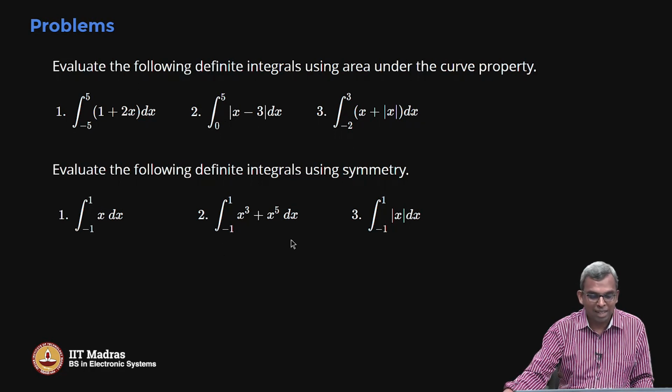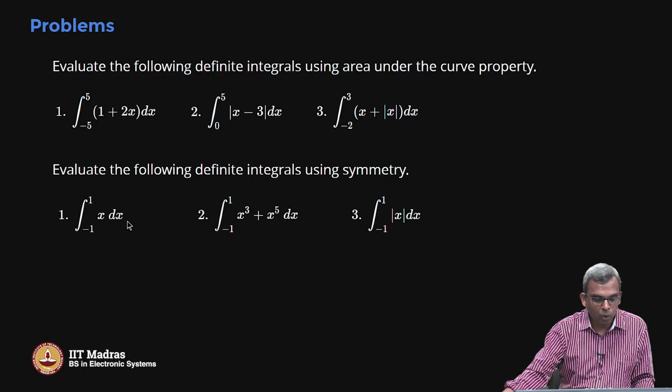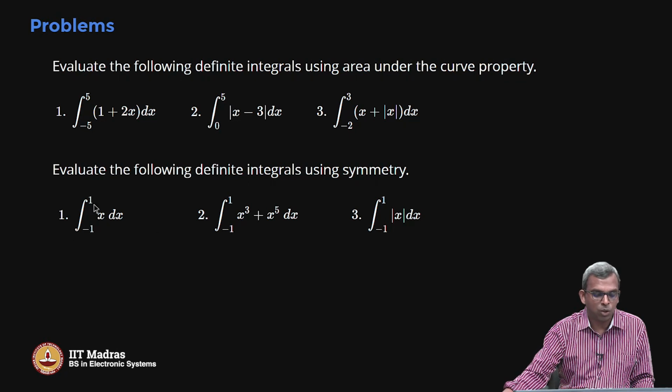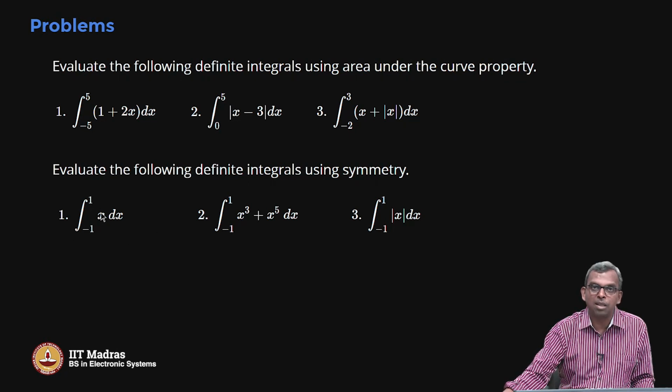Okay. So here is another case where you can use symmetry. Notice in each of these cases, look at the first case, the integral minus 1 to 1 of x dx. This you can actually find very easily, this is just a straight line, and from minus 1 to 1, you'll see it goes off to 0. But you can also use the odd symmetry. x is an odd function, so the integral minus 1 to 1 of x dx will be 0.